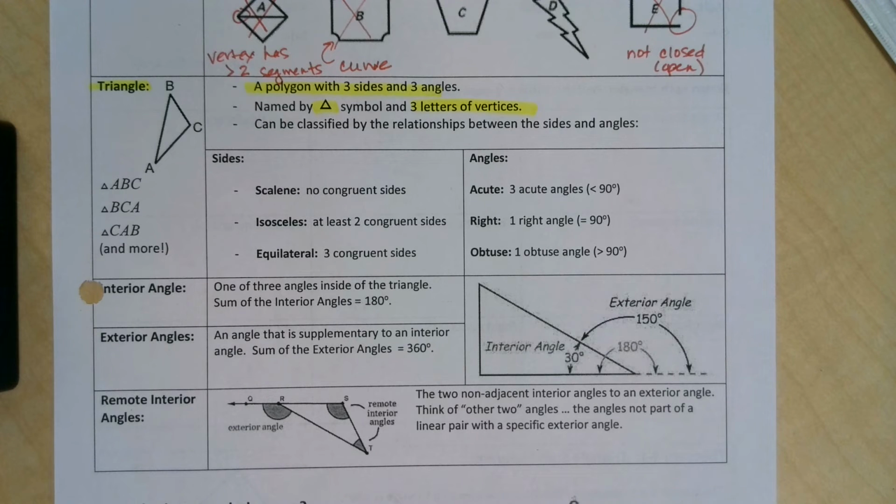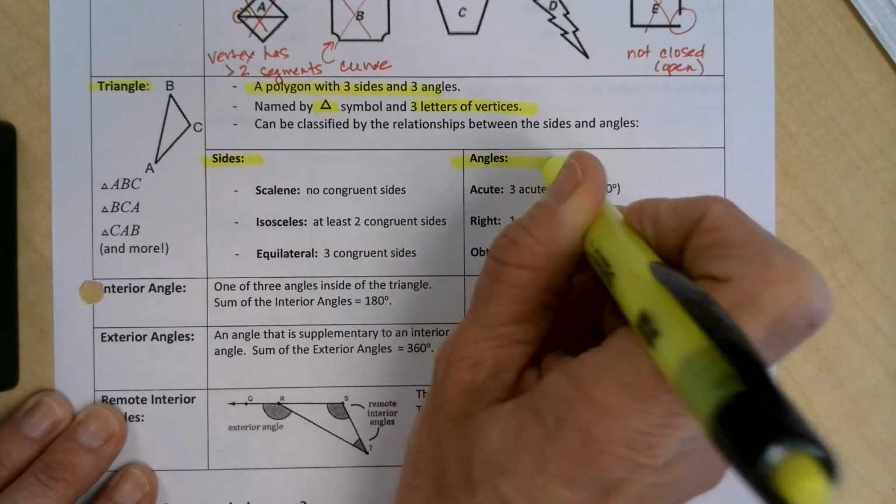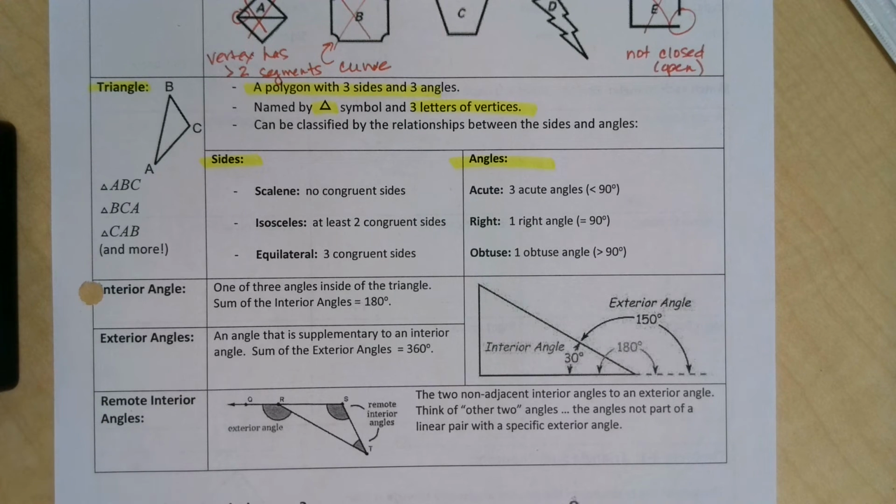Just as long as you use all 3 letters of those vertices. We're going to classify our triangles 2 ways. We're going to classify them by sides, and we're going to classify them by angles. You can be classified a bunch of different ways.